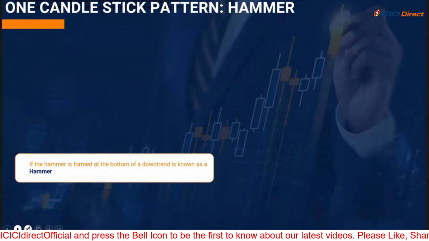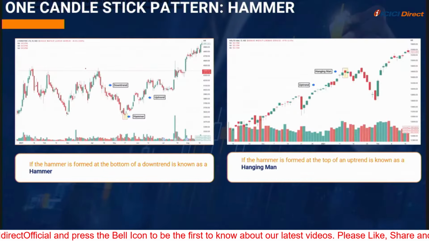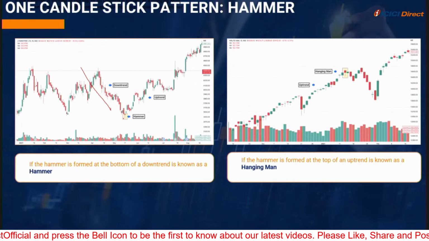So a hammer is nothing but your reversal pattern, where there is a downtrend. When we see a downtrend, we see a hammer. The condition of a hammer is the wick should be twice the body. The next candle is a confirmation candle. If there is a green candle, people usually buy with the stop loss at the low of that hammer, and from there they take their buying position.